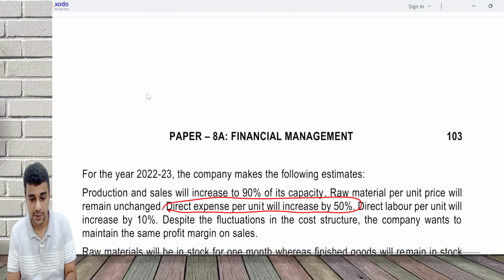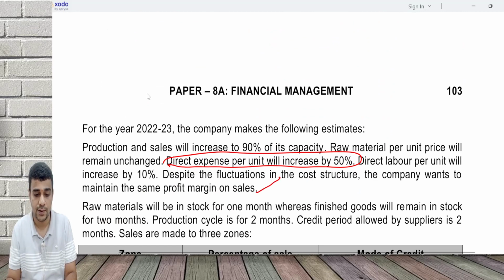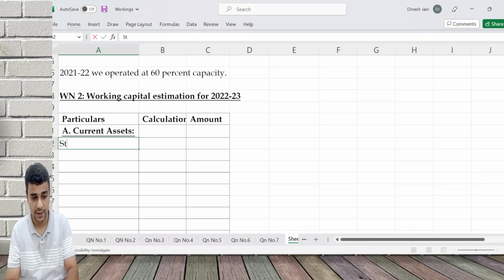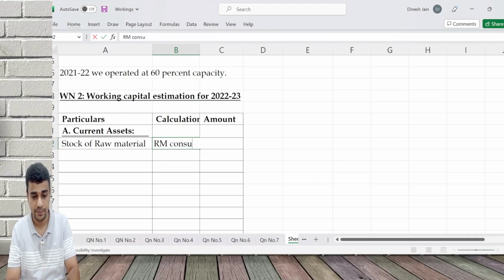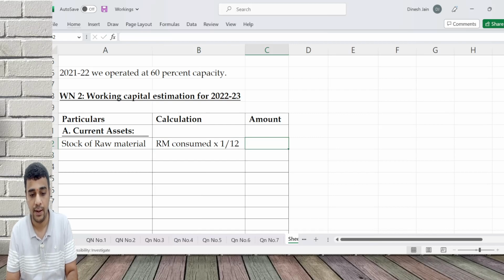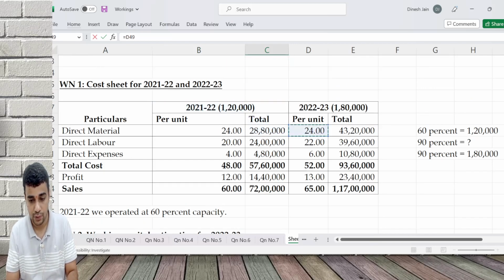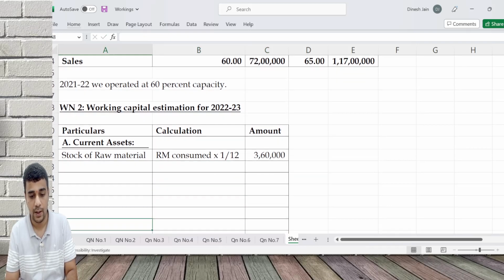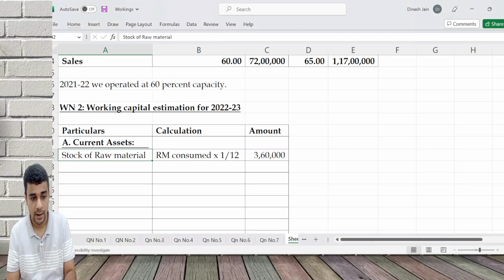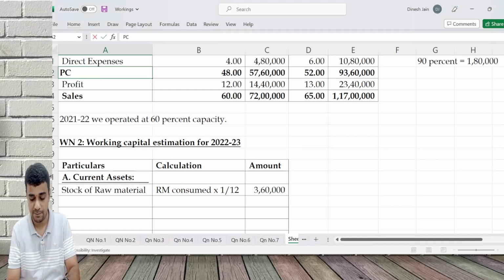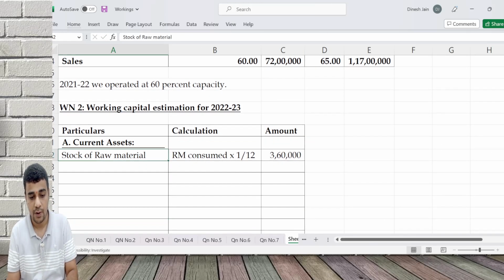The first para was only on the cost structure. Raw material will remain in stock for 1 month. So stock of raw material is RM consumed into 1 by 12, which is direct material for 2022-23 into 1 by 12. Whatever I called total cost has other names too: prime cost, works cost, COP, COGS, COS, everything is the same here. Stock of raw material 3 lakh 60.